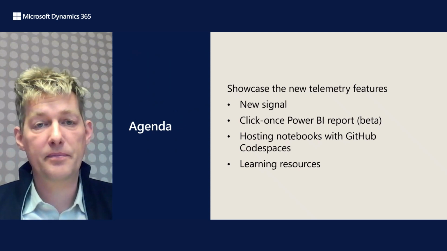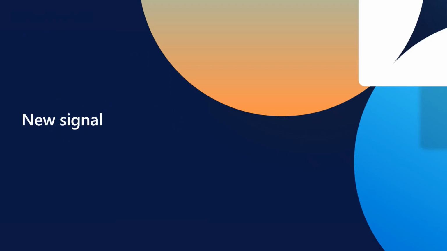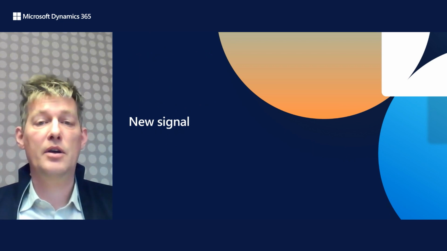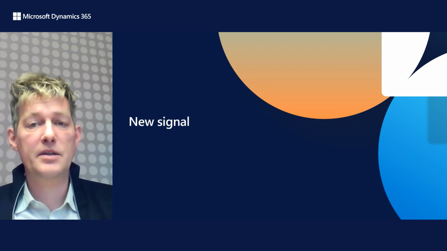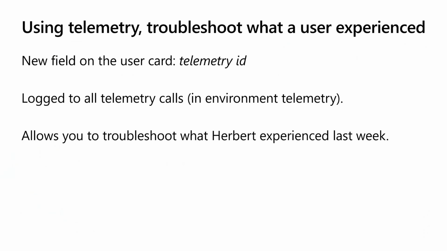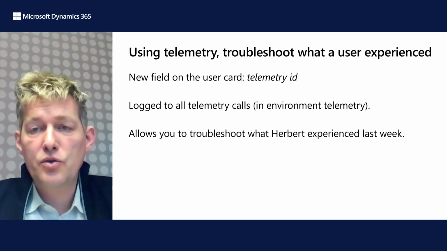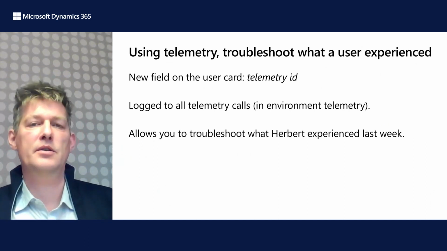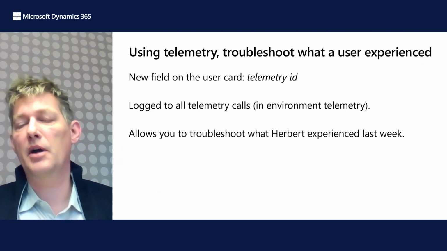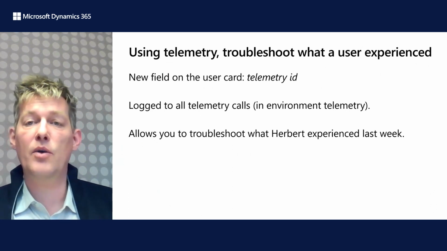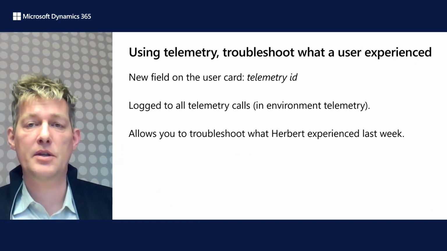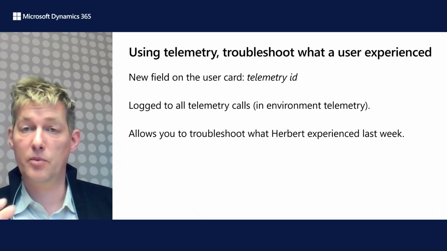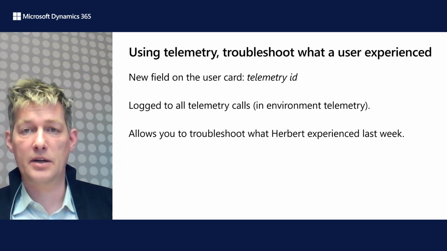So let's get started. Let's talk about new signal, new data that was added to Business Central, not only in this release, but also the prior release, because we didn't have any Business Central launch event specifically on telemetry last year. A new feature we added with telemetry is that you can now troubleshoot what a user experienced back in time. I mean, that's what telemetry is all about. But until this release, you had no idea which user it was, because that's anonymized in telemetry, which is a good thing. We are privacy compliant.